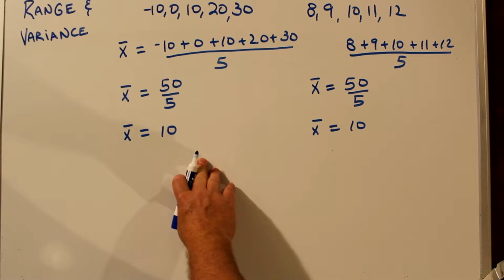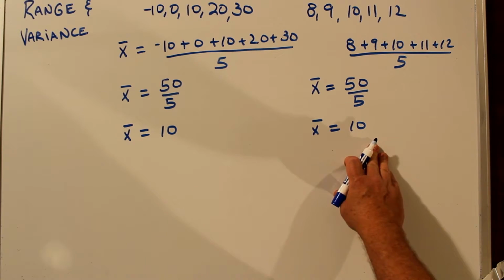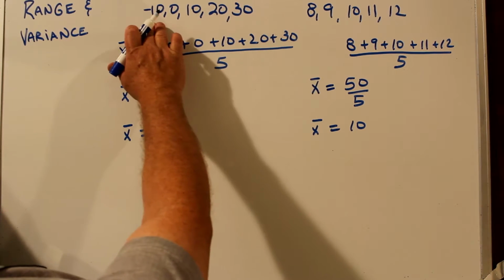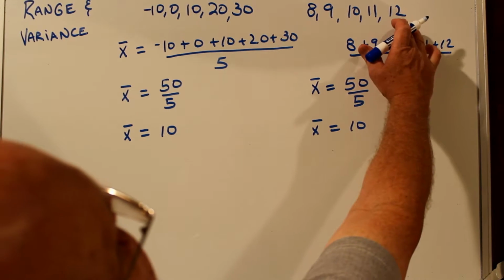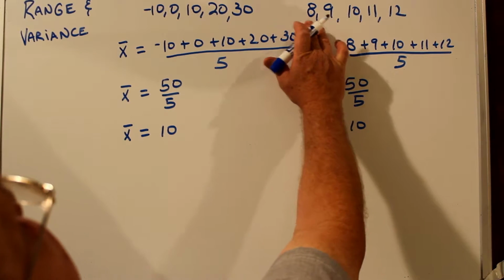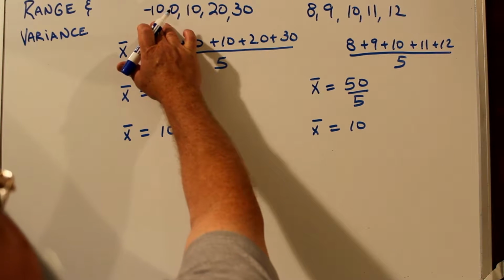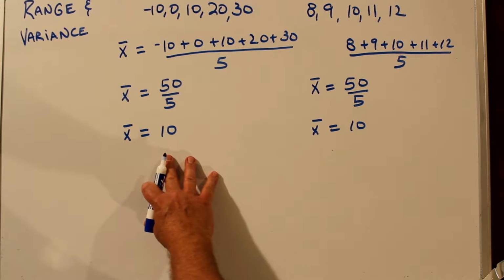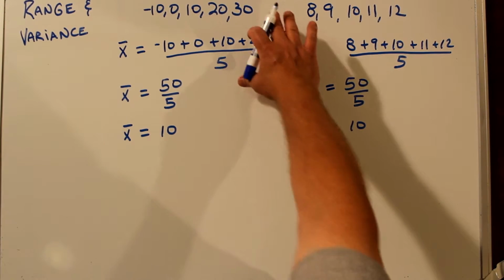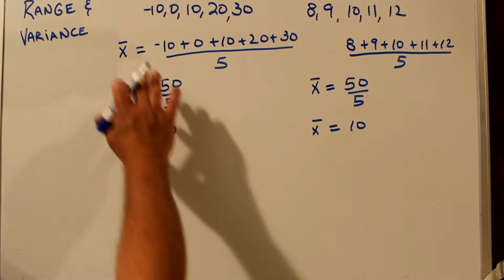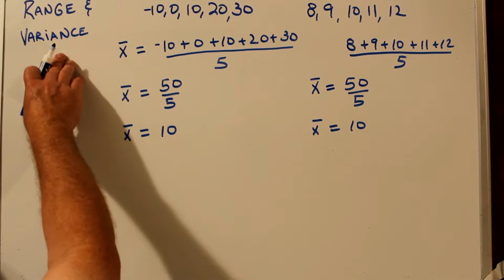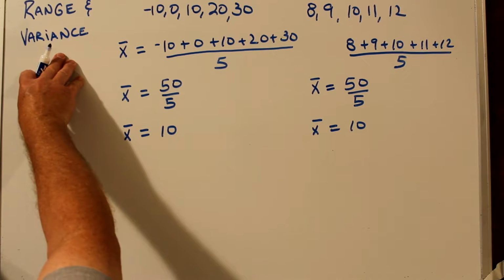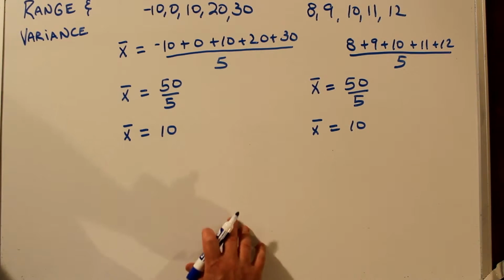So we have two groups of numbers. Their average is 10. But this group of numbers goes from 30 down to negative 10. This group of numbers goes from 12 to 8. So we have a much wider distribution of numbers here than in this group. So what else can we look at besides the average that would give us an idea of what kind of data we're looking at? The answer is the range and variance are two other important pieces of information we can have to describe the data that we're looking at.